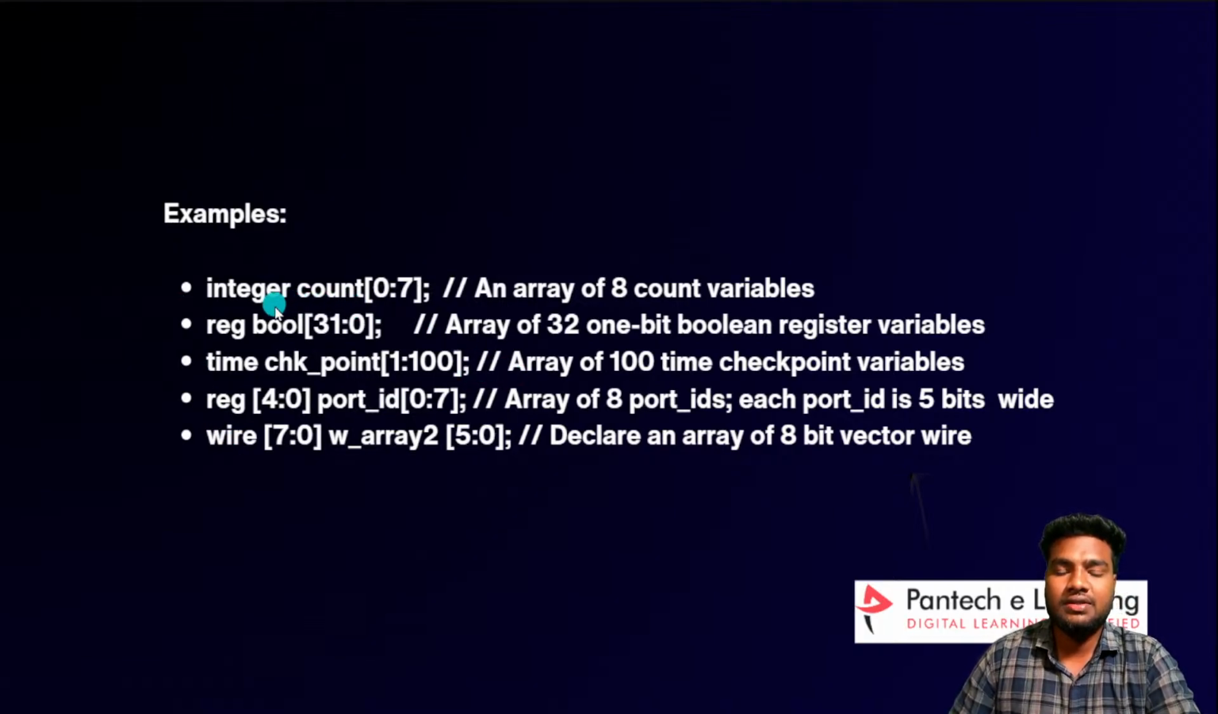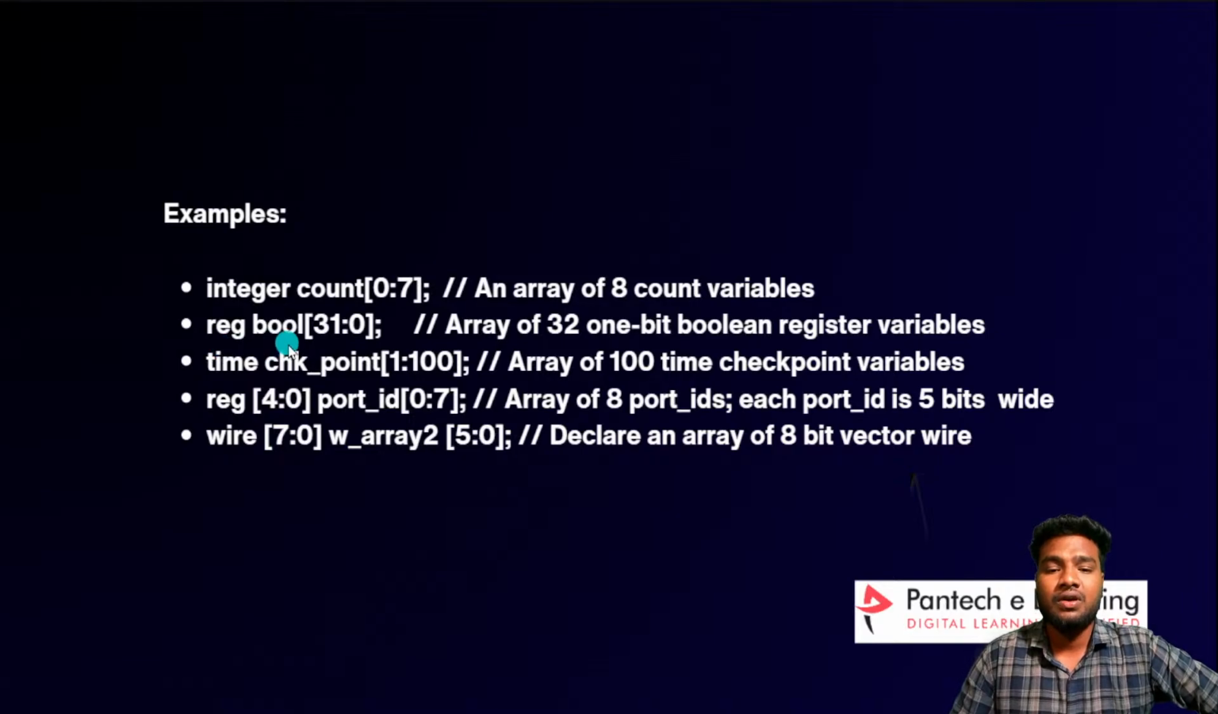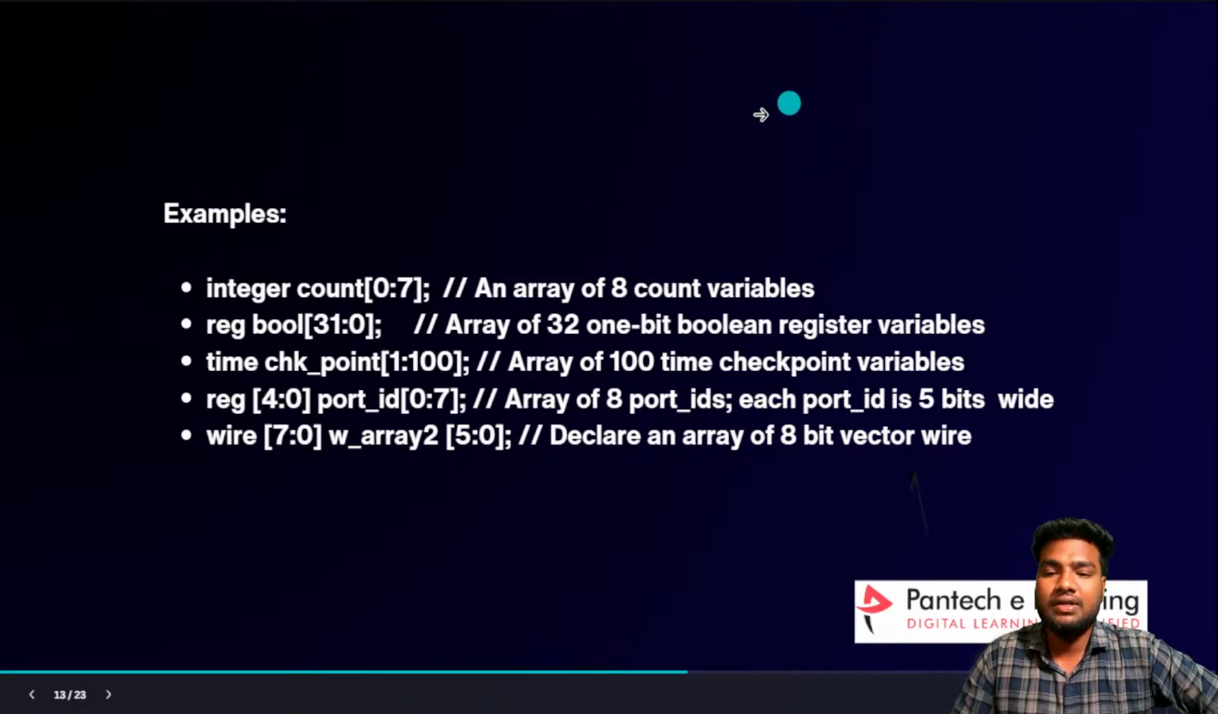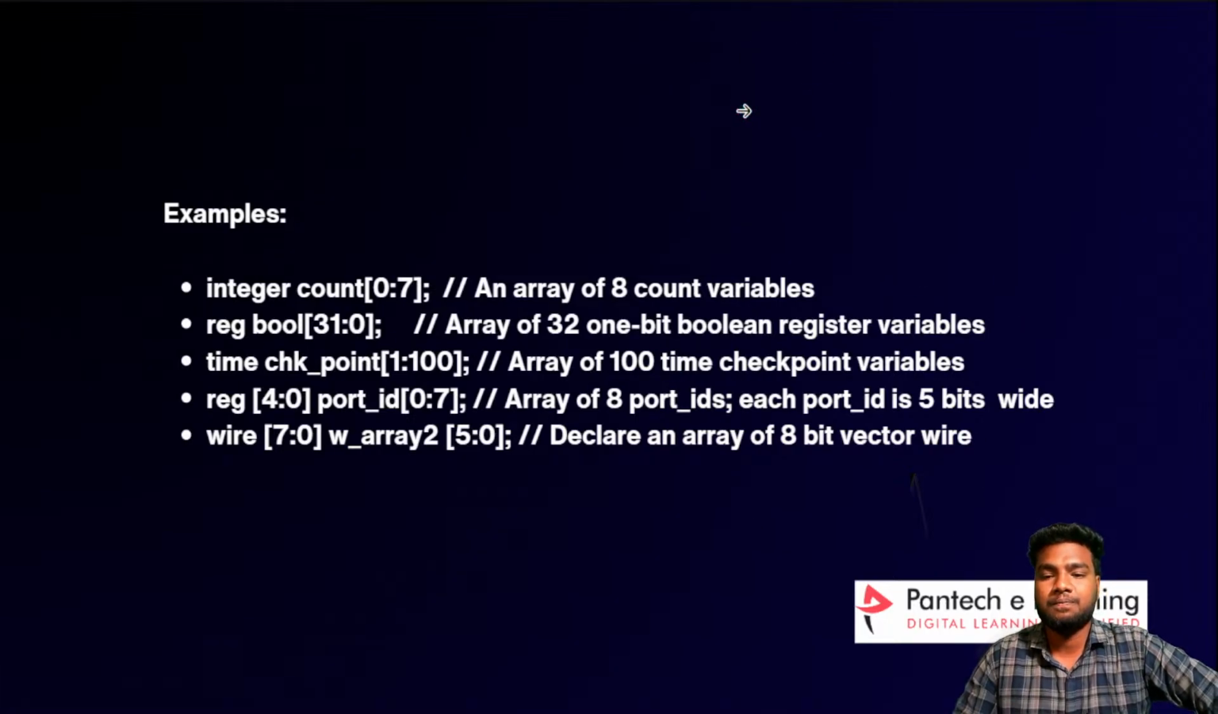You can see reg is the data type, and count is the variable name. This is a vector like 0 down to 7. It means it has 8 memory locations, so we can store 8 count values. Then reg bool: this is the data type, this is the variable name. It has 31 down to 0, which means 32 memory locations, and in each memory location you can store 1 bit of data. So it is 32 one-bit boolean register variables.